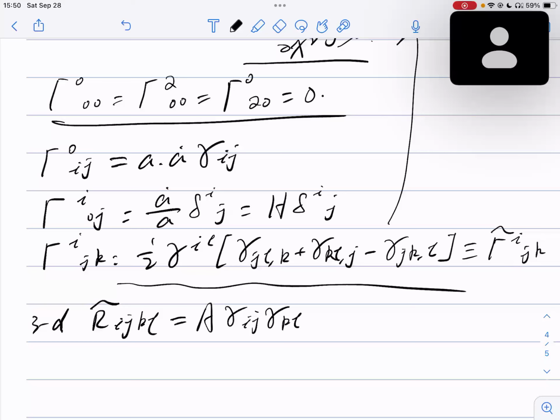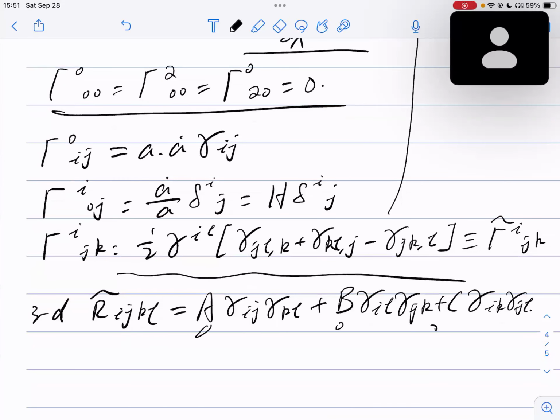Because in this universe it can only depend on the metric, and if the metric is the same at all points in all directions, the derivative will vanish. So we can just write down this three-dimensional Riemann curvature tensor with some coefficients: A gamma ij gamma kl plus B gamma il gamma jk plus C gamma ik gamma jl. Well, next we should determine these three coefficients, A, B, C.